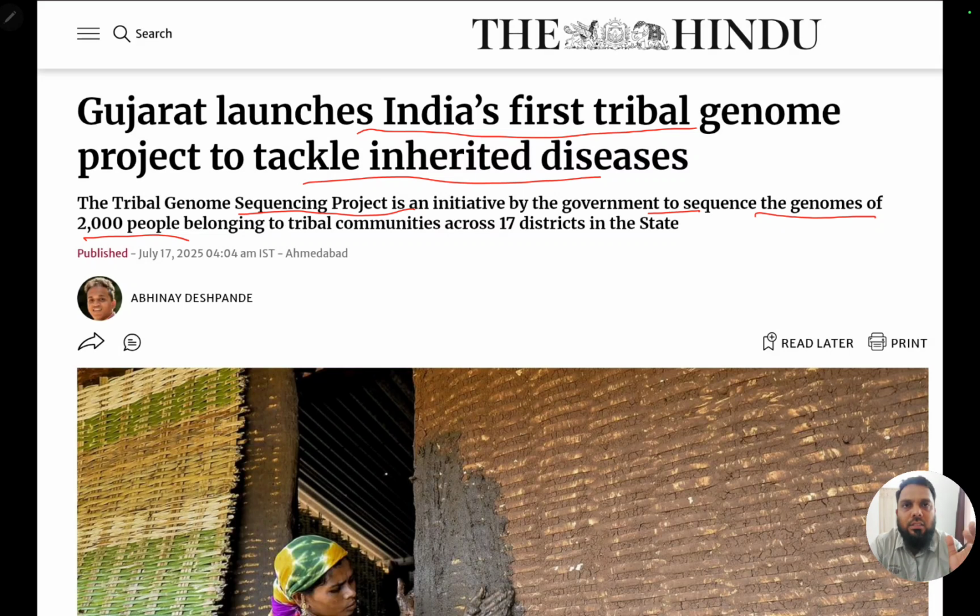Now, what is this sequencing? What is this genome sequencing project, right? Genomes of 2000 people are being collected, that too related to tribal communities in the Gujarat state. So we'll understand all these things. The news is a very recent occurrence, that is July 17, 2025. So we are discussing very hot topics currently in news, and again the background information and other important aspects related to this particular topic.